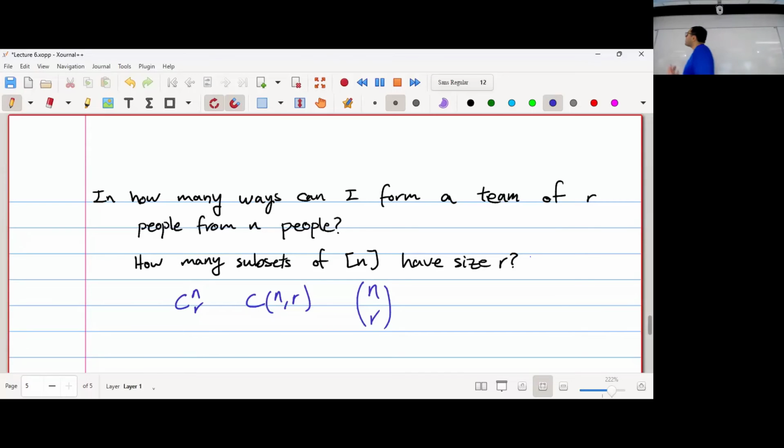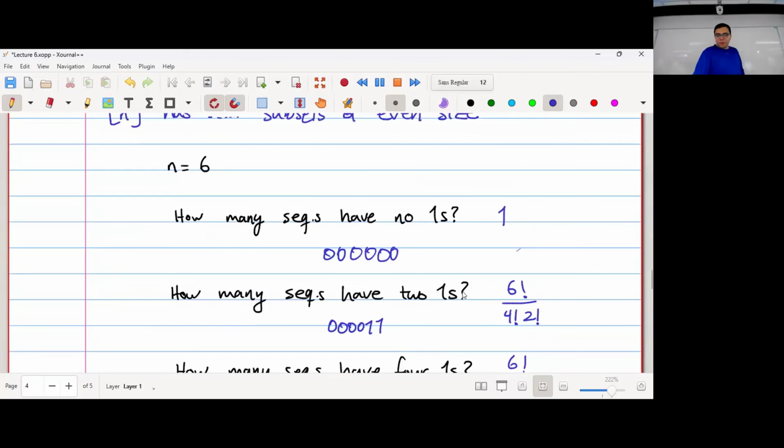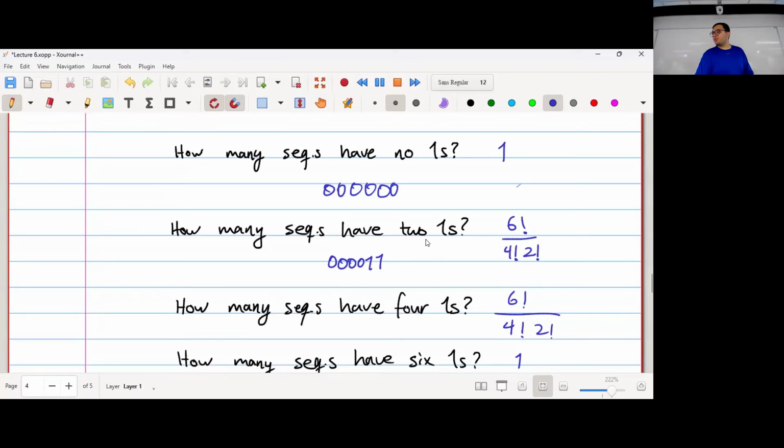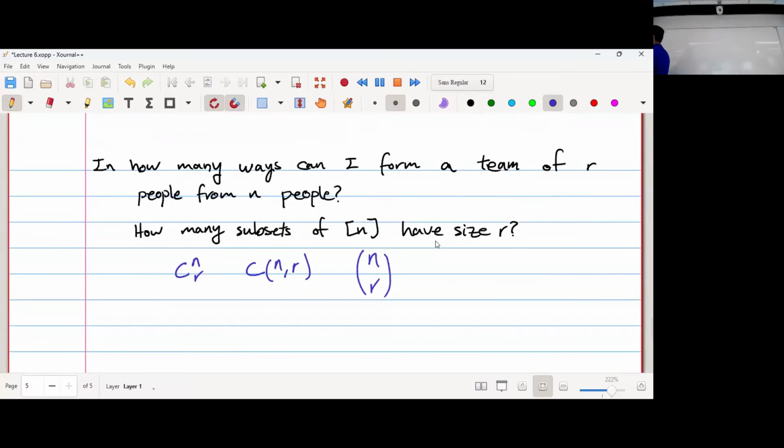Okay, in how many ways can I form a team of R people from n people, or equivalently, how many subsets of the numbers from 1 to n have size R? Actually, we have kind of solved this already, right? In the previous problem, we were solving this for the even values of R, right? So I was asking how many subsets have size 0? How many sequences have no ones? How many subsets have size 2? So how many sequences have 2 ones, and so on. Now, all I'm asking here is how many subsets have size R?